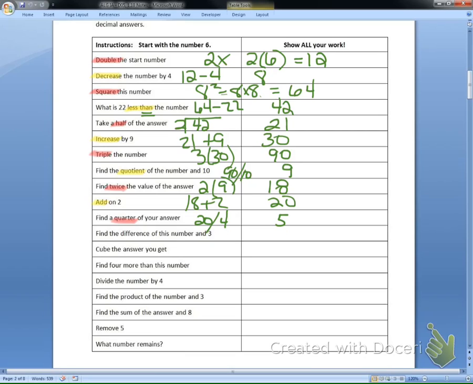And the next line says, find the difference of this number and 3. Keyword is difference here. Now, don't be confused by the word and. Yes, and is sometimes used for addition, but the word difference is going to trump the word and. So if you find the difference, that means subtraction. So the difference of this number and 3 would be the same thing as saying 5 minus 3, which is equal to 2.